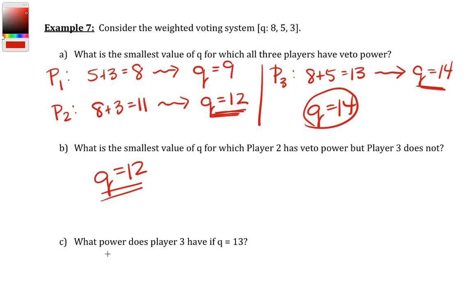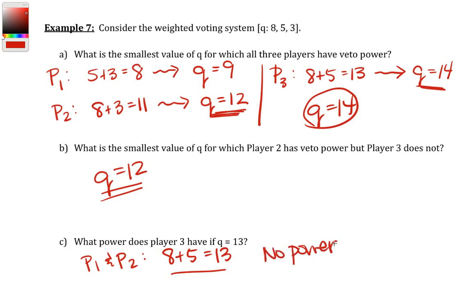All right. What power does player 3 have if Q, the quota, is equal to 13? Well, let's think about this. So if the quota is equal to 13, let's think about without player 3. P1 and P2, together with their votes, can get up to that quota of 13. So player 3 actually has no power here.